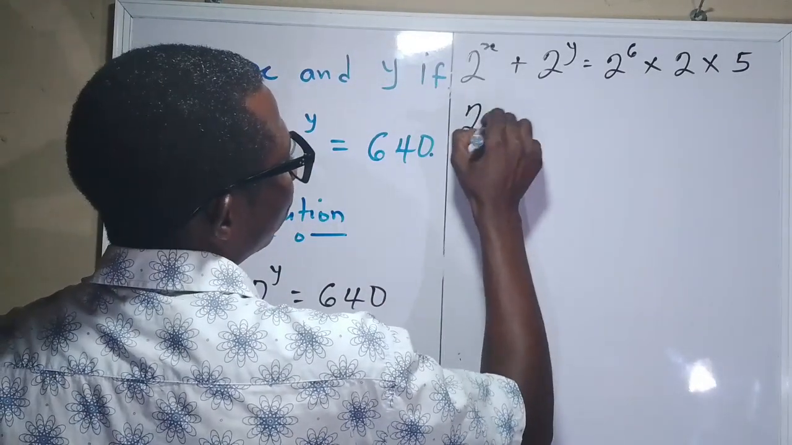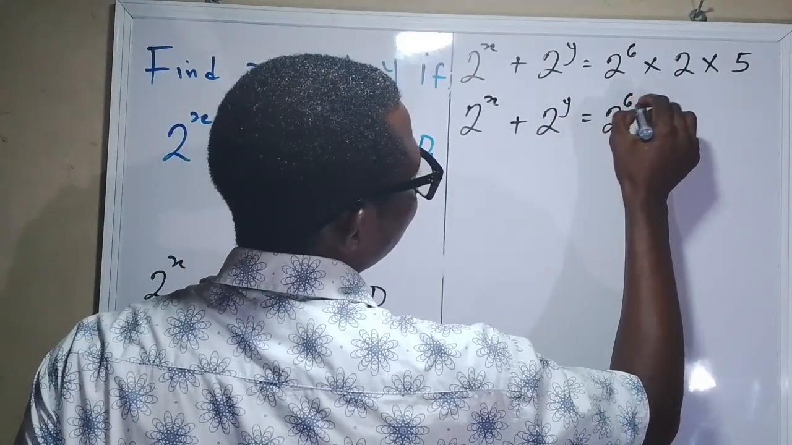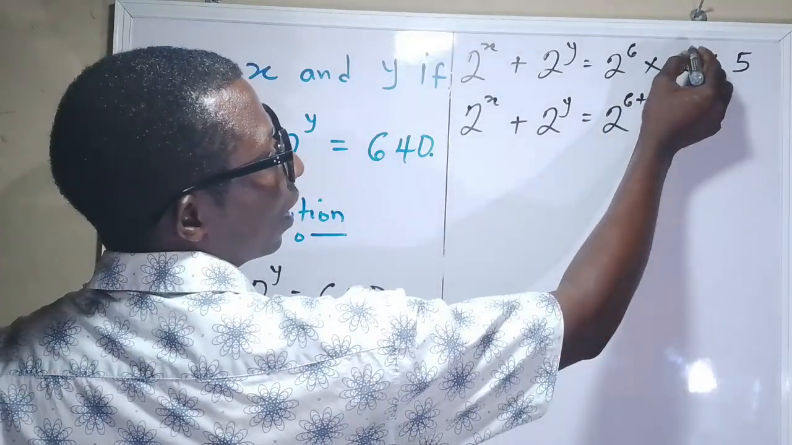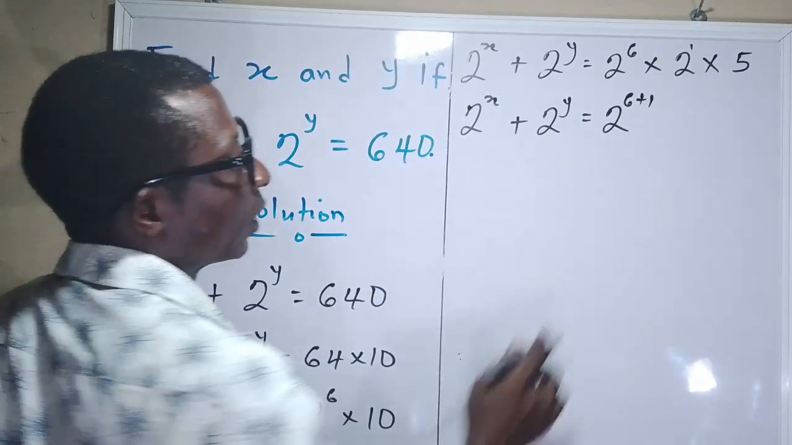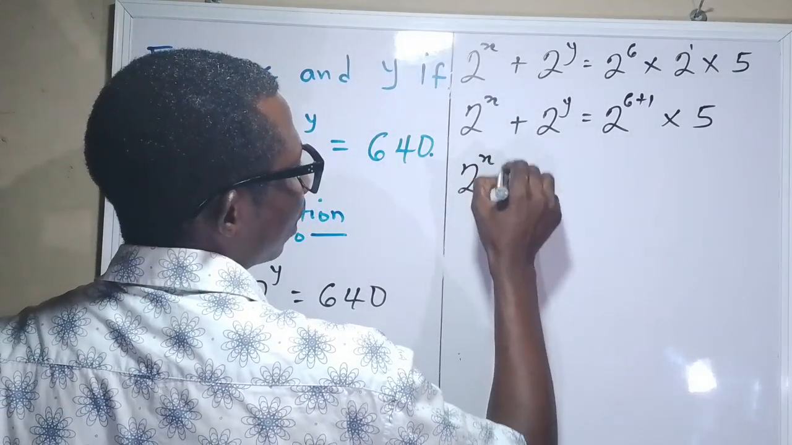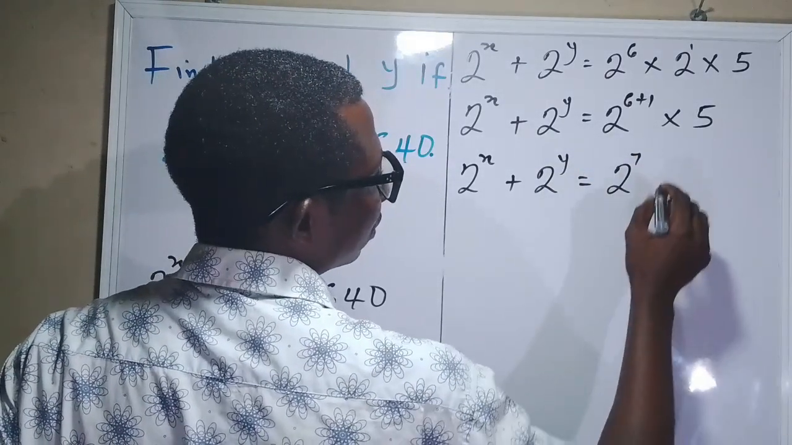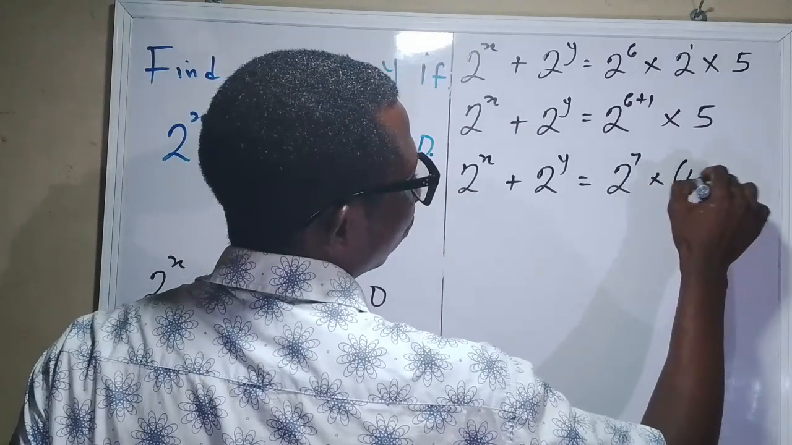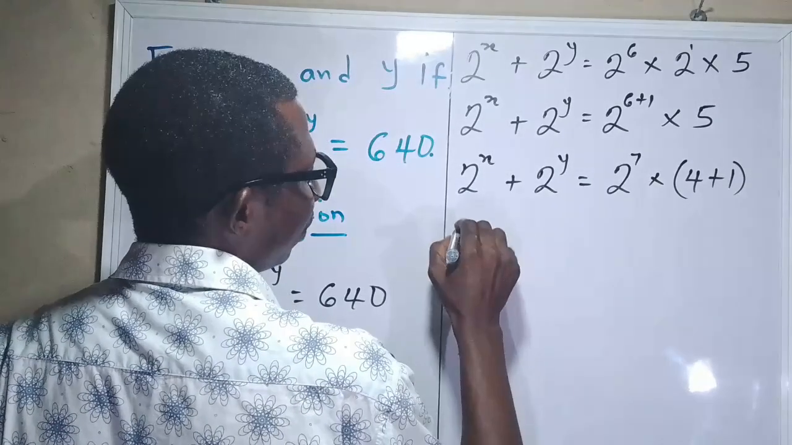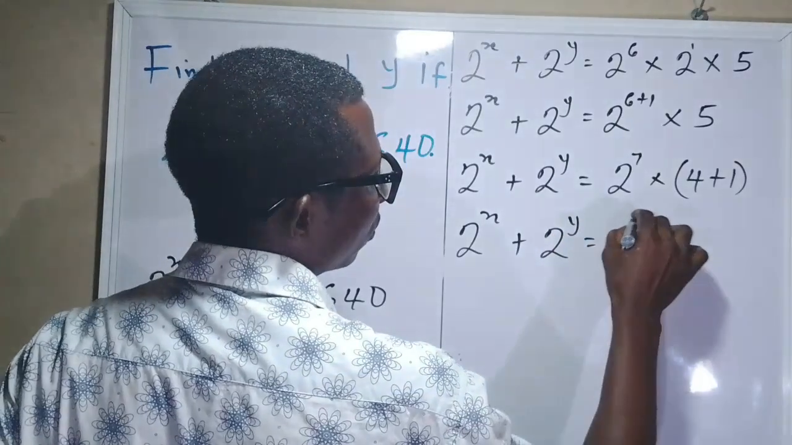So now we have 2^x + 2^y equals 2 raised to the power of 6 plus 1. When the bases are the same, you can add the powers together. So times 5. Okay, so we have 2^x + 2^y equals 2 raised to the power of 7 times 4 plus 1. Okay, so we have 2^x + 2^y equals 2 raised to the power of 7.